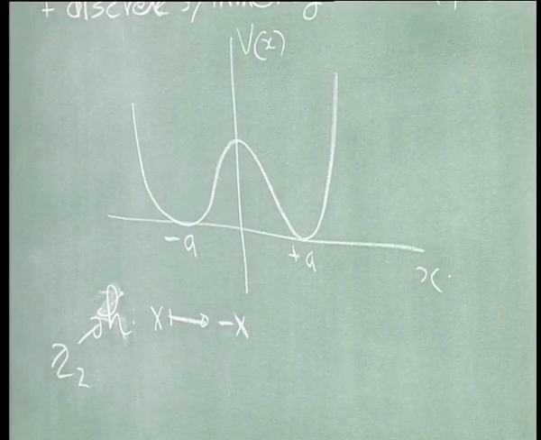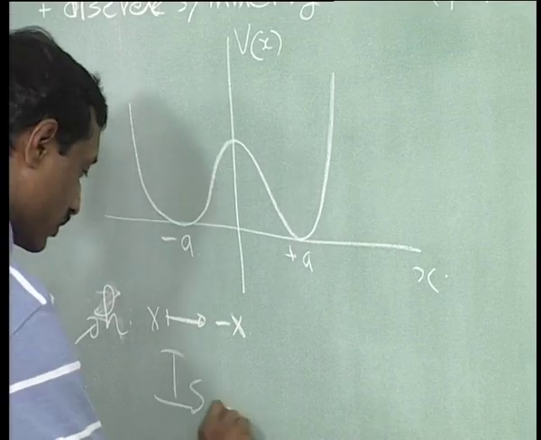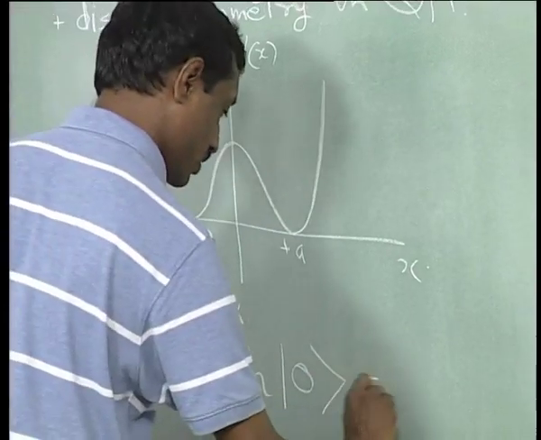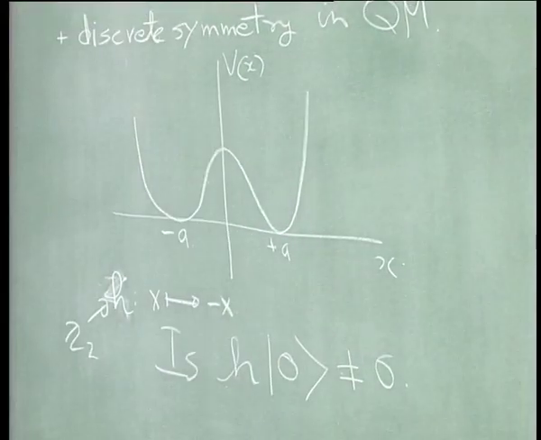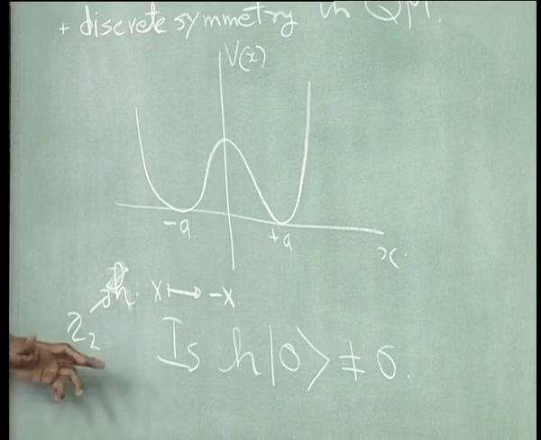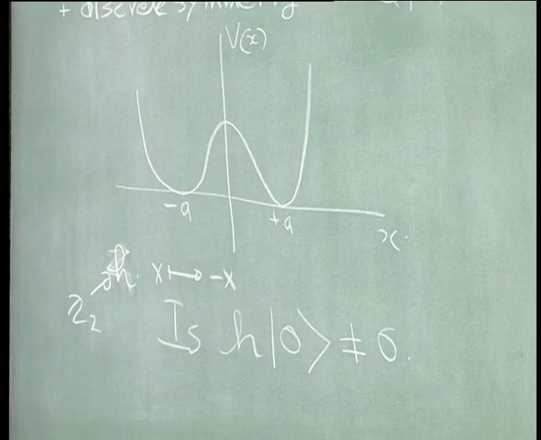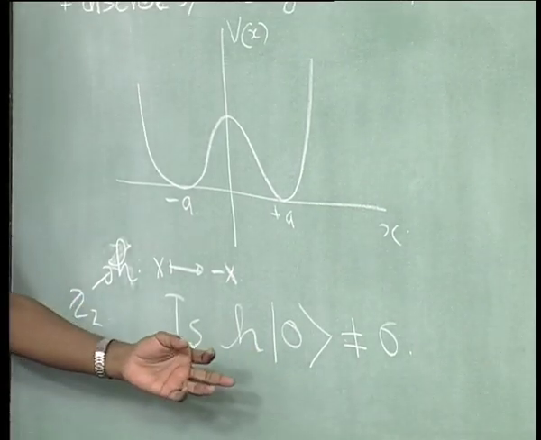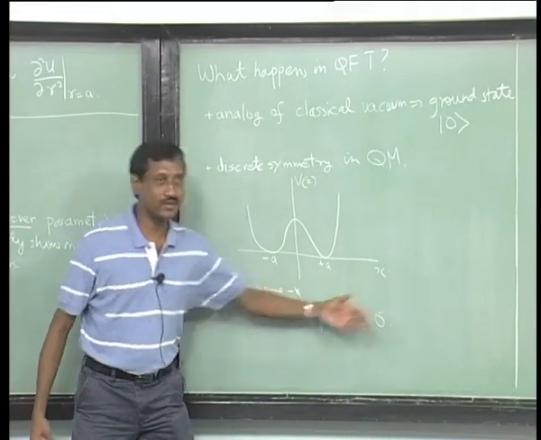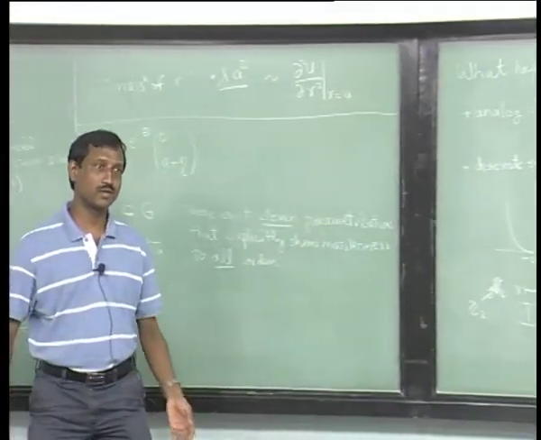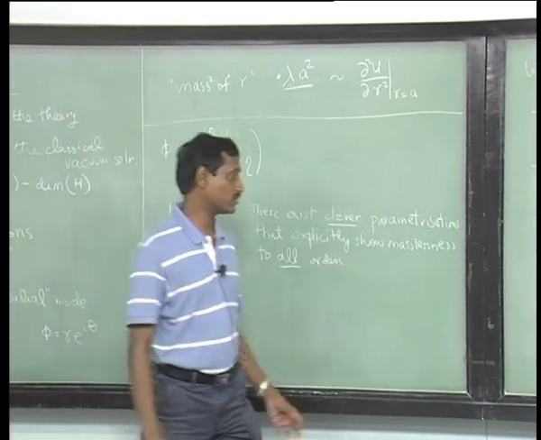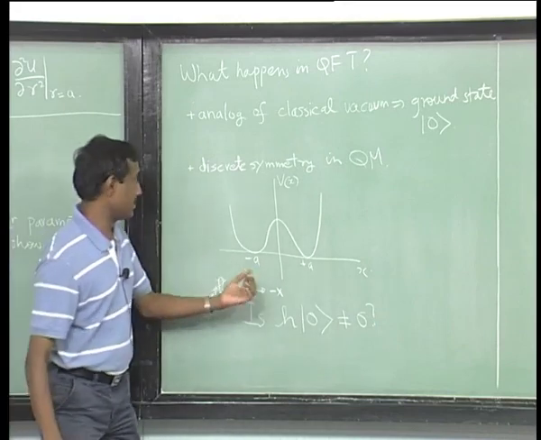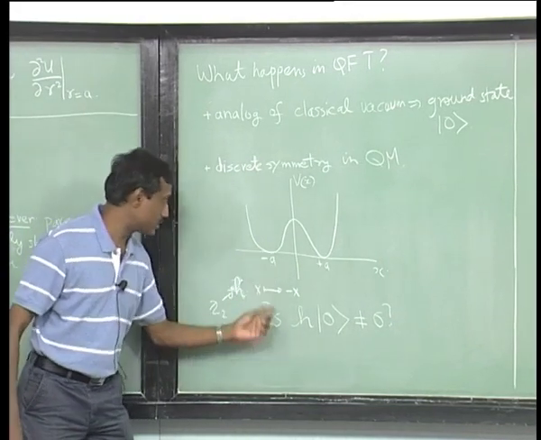So the question is whether H on the vacuum equals 0 or is not equal to 0. So this would be the analogous state. Right now I am just getting to the point of stating what I mean. Only then would we say the symmetry is broken. If H acting on this is 0, that means it is a symmetry of the theory. This is just a statement of that.